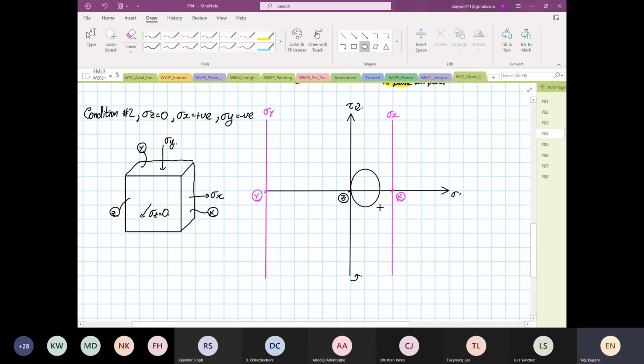So for this case, right, okay, let's start like before. Okay, so we're going to draw 2D Mohr circle first, right? 2D Mohr circle means the XY plane. Okay, so 2D Mohr circle. So this is our first circle.